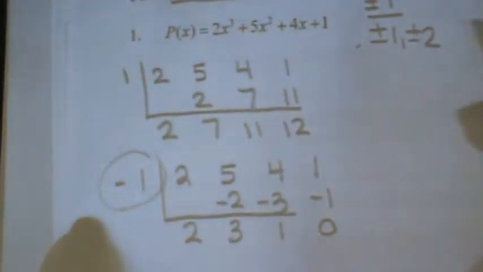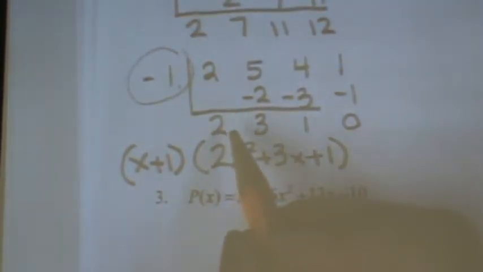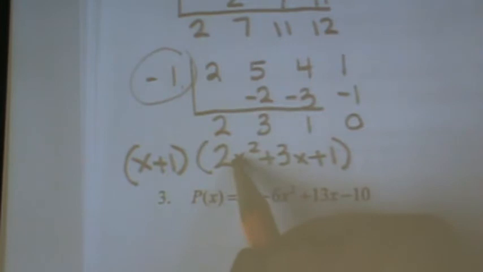So -1 is one of your answers, but I like to write it in factored form. So it's x plus 1. You take the opposite of this. Now what's this going to be right here? 2x squared plus 3x plus 1. Does everyone understand it? These are the coefficients 1 degree less. That's what you get out of this right here.